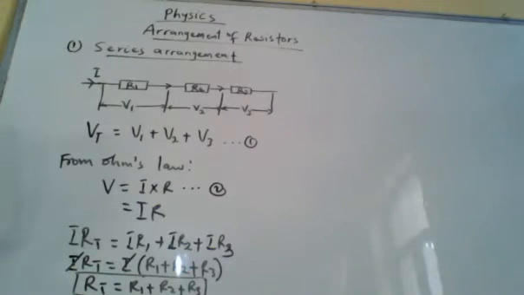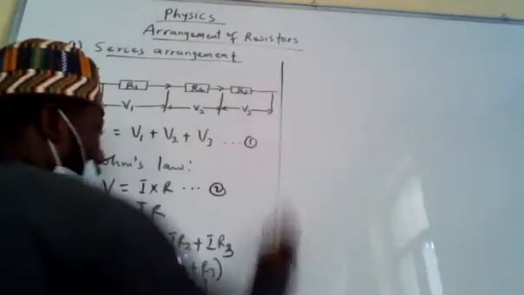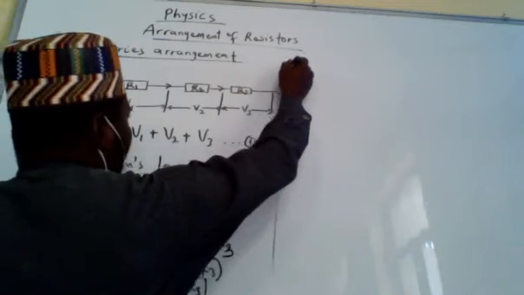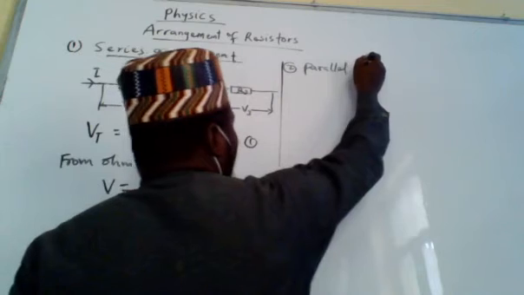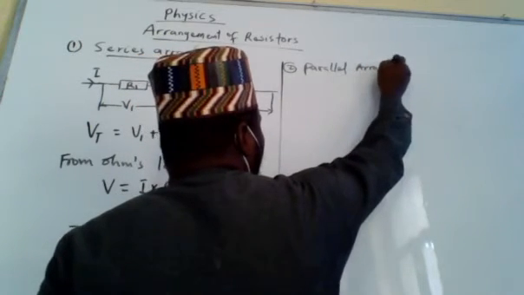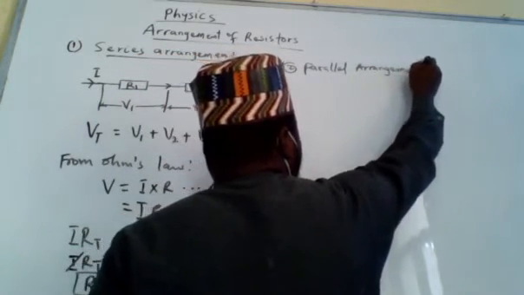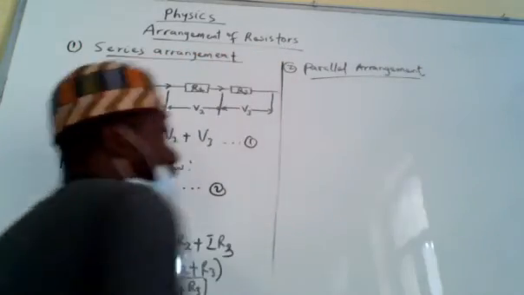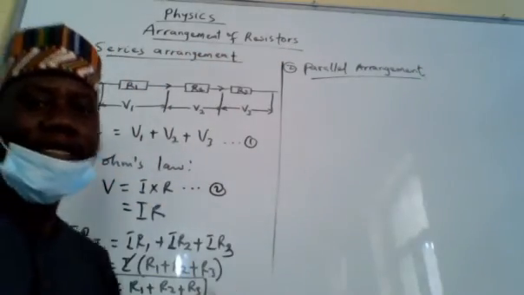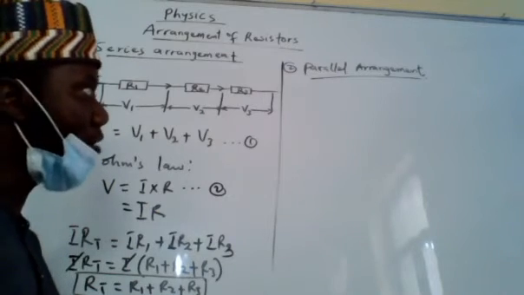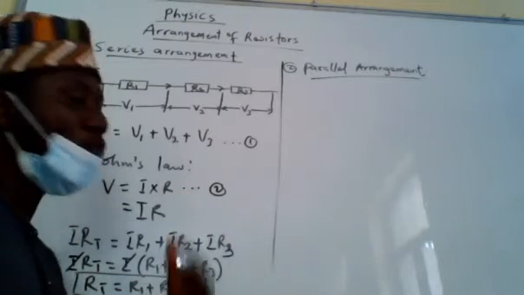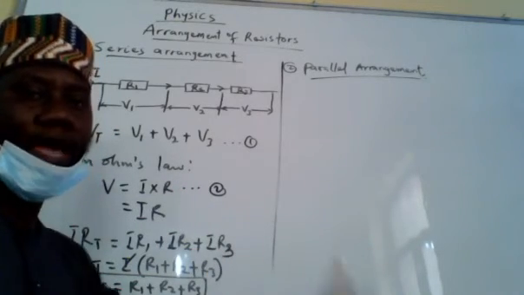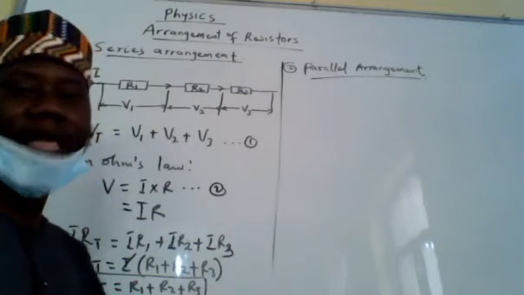Okay, now let's look at the second case. The second case is the case of parallel connection. Number 2, you have parallel arrangement. Let me use the term arrangement. We have parallel arrangement. And in parallel arrangement, this is when circuits are connected side by side. Series is when they are connected end to end. Parallel is when they are connected side by side.